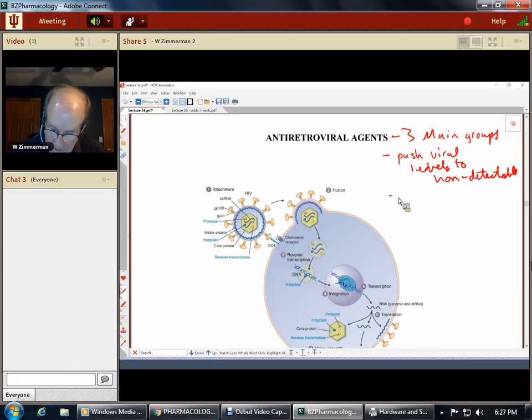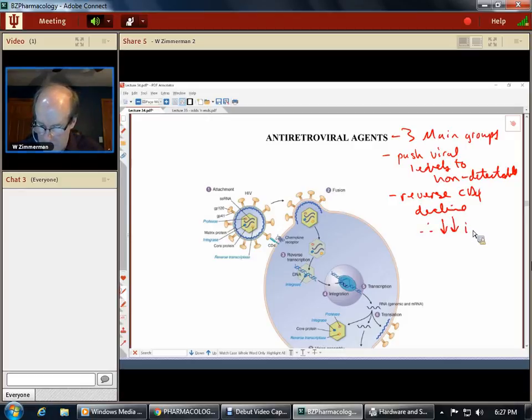Along with this, we can reverse the CD4 decline. And therefore greatly decrease the infections that occur.